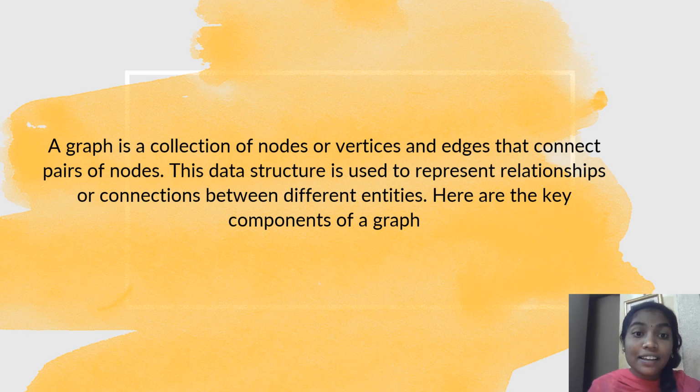A graph is a nonlinear data structure. It is a collection of nodes or vertices that connect pairs of nodes. This data structure is used to represent relationships or connections between different entities.